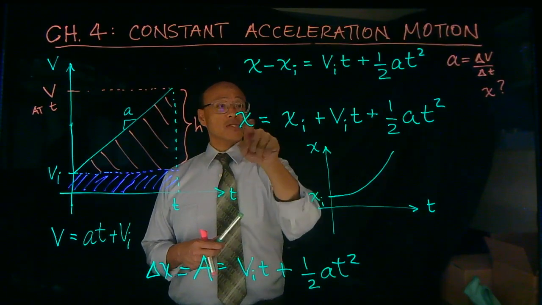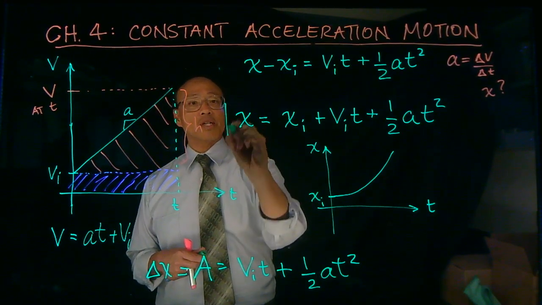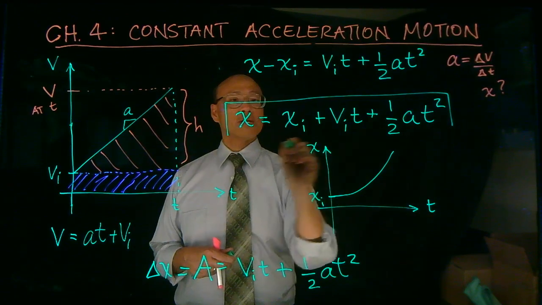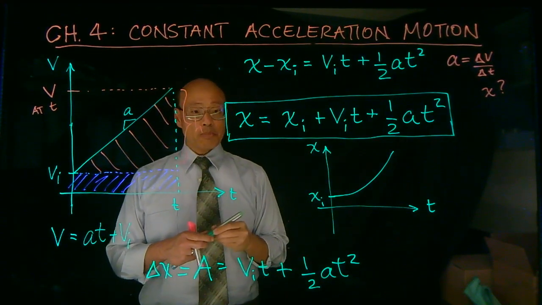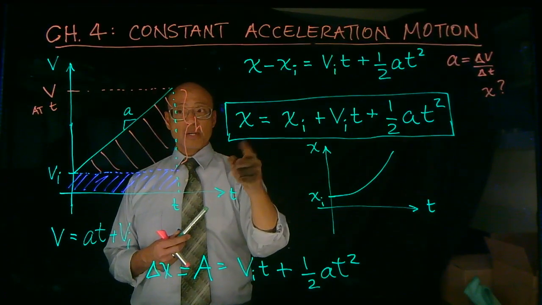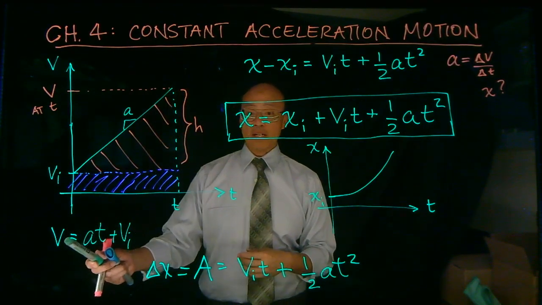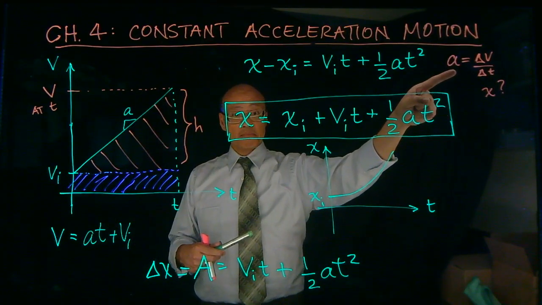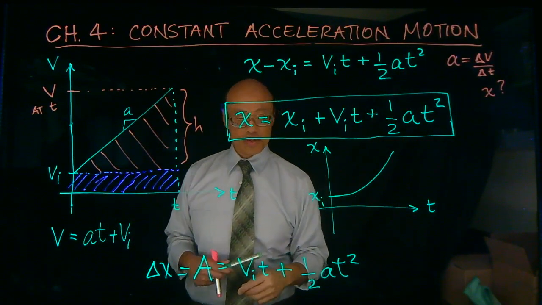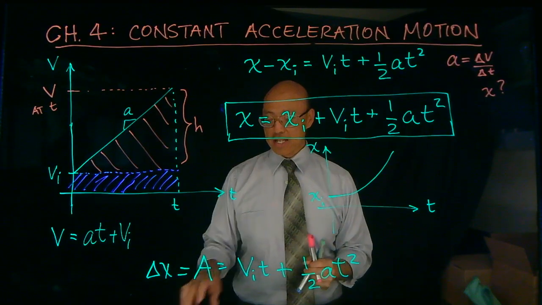All right, so this is usually what students find is the most intimidating equation in chapter 4. But we now have an equation for position. We already have an equation for velocity, right? And acceleration is just that. So we're good to go. All right. We will see you in class.